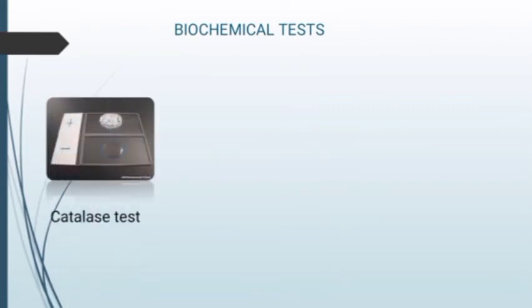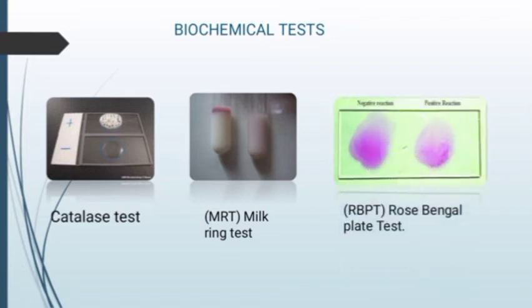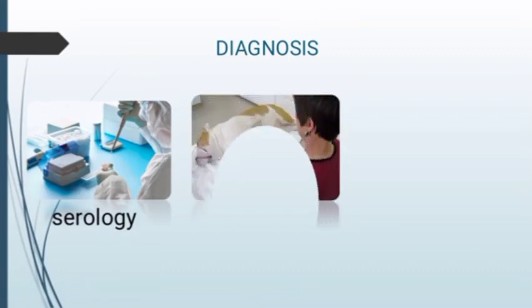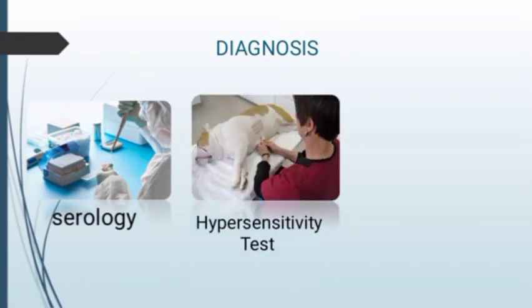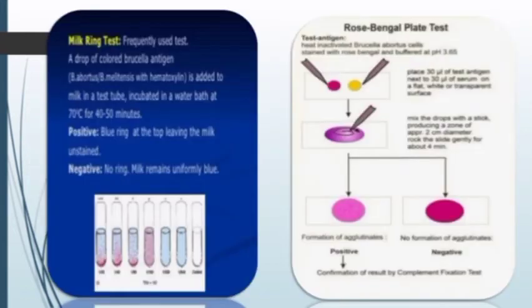Biochemical tests: catalase test, milk ring test, and number third is Rose Bengal plate test. Diagnosis. Serology, another is hypersensitivity test, and number third one is ELISA.